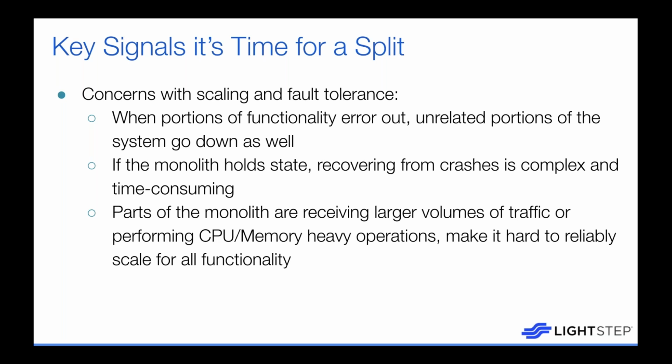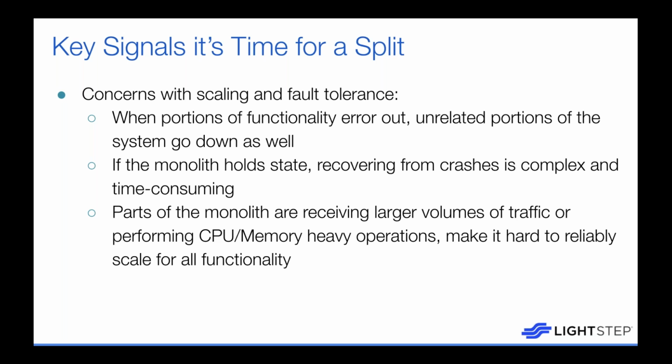Finally, parts of the monolith are receiving larger volumes of traffic, or are performing CPU or memory heavy operations, making it hard to scale for all functionality. So again, this is that same issue we saw when we were looking at that original diagram of architecture. In that example, it becomes hard to scale certain pieces of functionality because we are just duplicating that container over and over. And it has several pieces of functionality there with different bounds on its scaling, right? So some functionality may be memory bound, some may be CPU bound, some may even be network ingress bound.